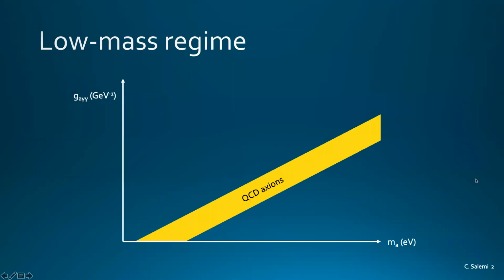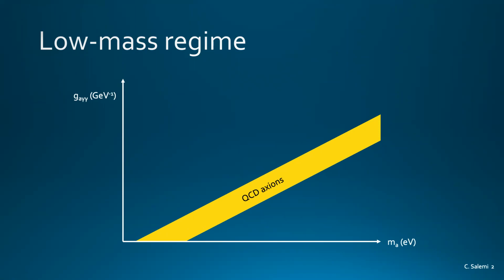This lumped element detection is looking for the axion photon coupling, like we've been hearing about. This is the normal plot that we see: g_aγγ, the axion photon coupling, versus the axion mass. We would really like to look in this entire parameter space, but of course the most motivated area is in the yellow band, which is the axions that solve the strong CP problem. In this talk, I'll be talking about low mass axions.